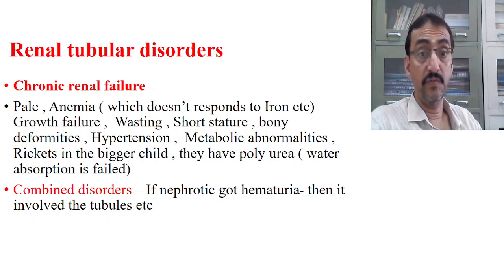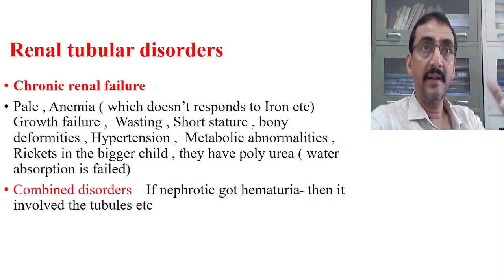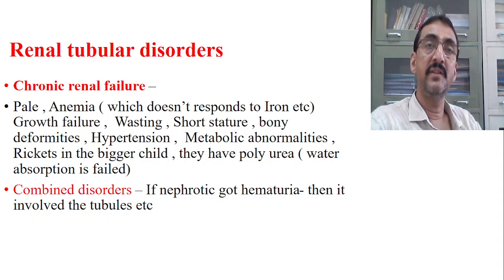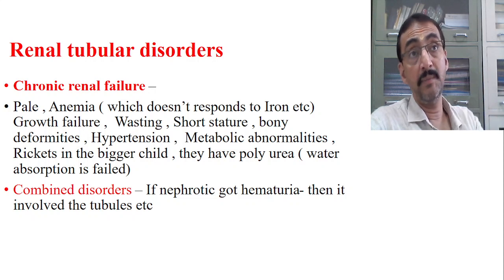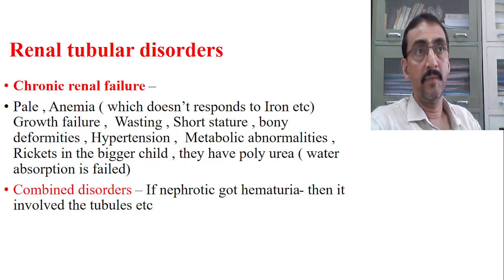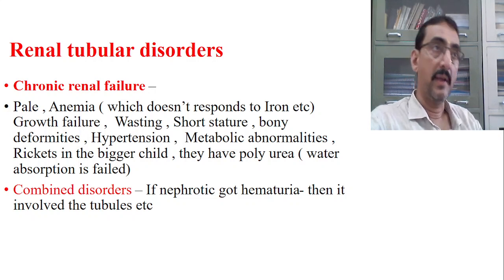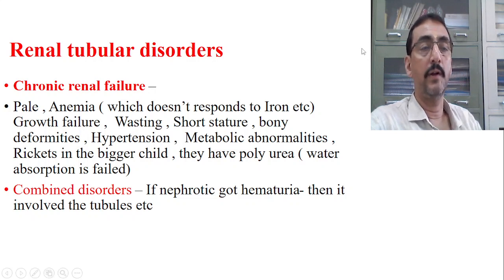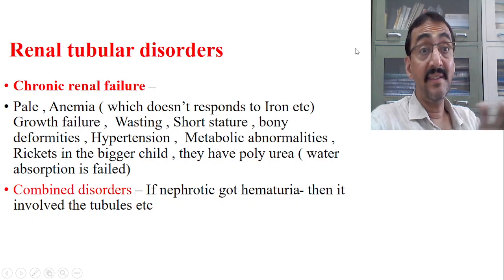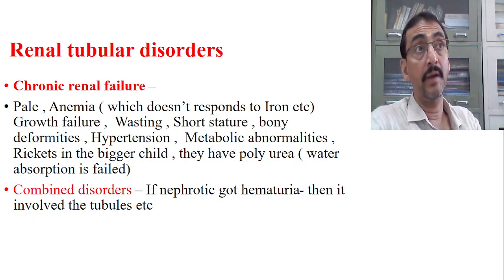Hypertension, metabolic derangements, metabolic abnormalities, or rickets in the bigger child. Nutritional rickets is a disease of the growing age, the early part of infancy. But some rickets occurs in the bigger child. It may be vitamin D resistant or refractory rickets, like osteodystrophy and hypophosphatemia, etc. So rickets in the bigger child suggests the kidney is involved. They may also have polyuria, which may be because of any problem where water absorption fails. These are some of the common symptoms that help identify an existing chronic renal problem in a child.